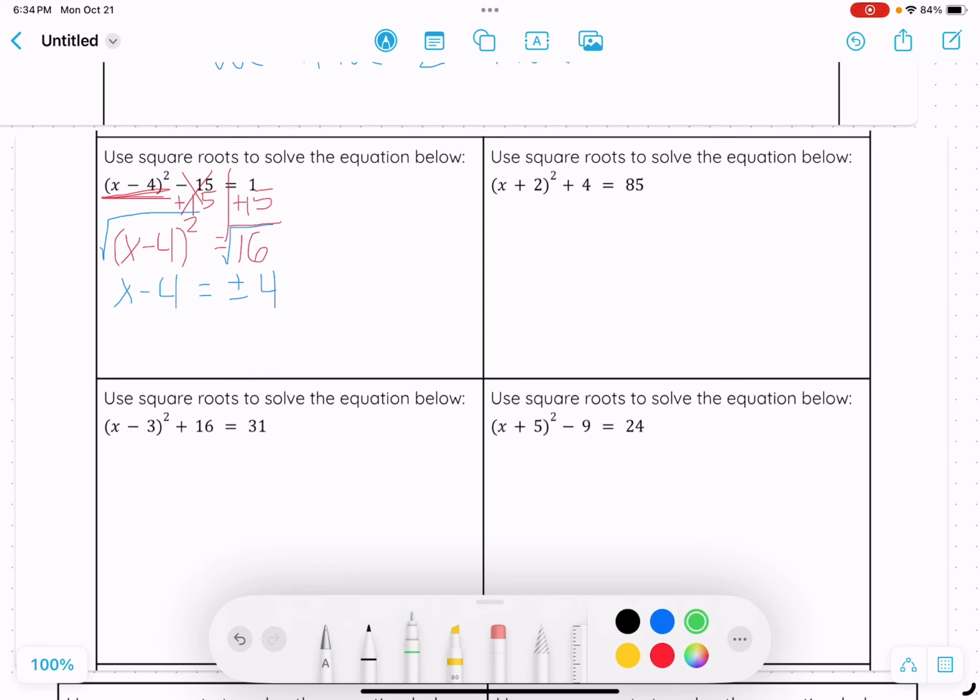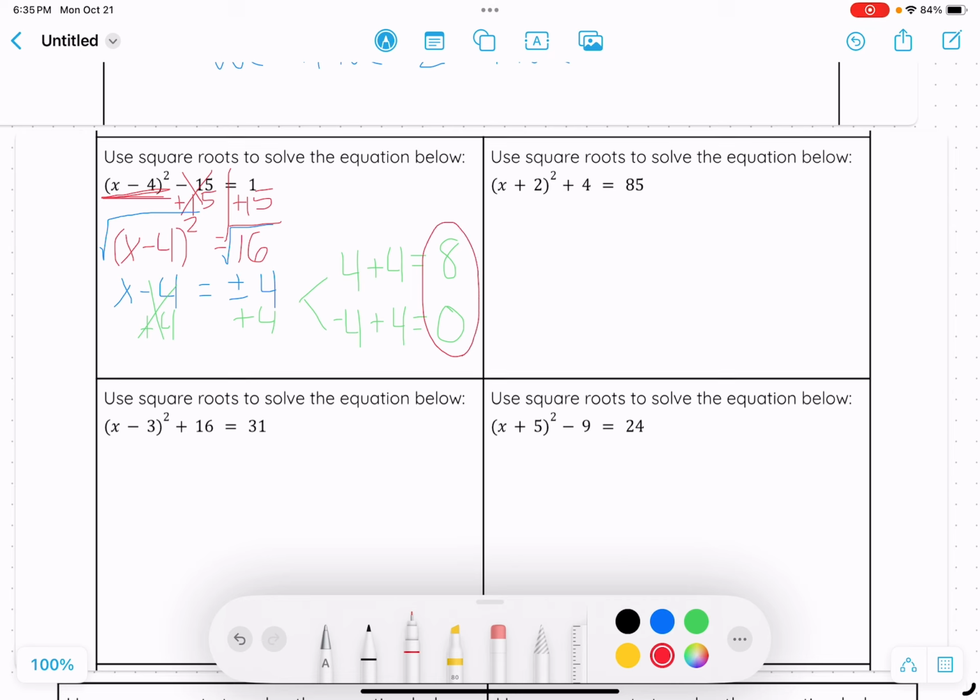So the last step that we have to do is get x by itself over here. So we're going to add 4 to both sides, add 4 over here. And this is where I'm going to break off into my two answers. So I'm going to have 4 plus 4, and then we have negative 4 plus 4. So my two x-intercepts in this case are 8 and 0. So that's how you can use square roots to get our x-intercepts. So there's our answers, 0 and 8.